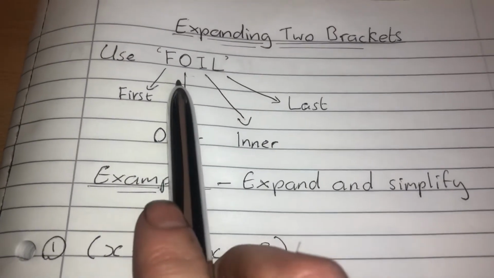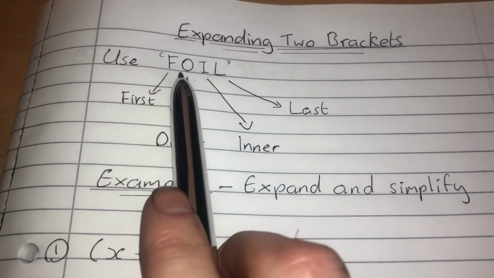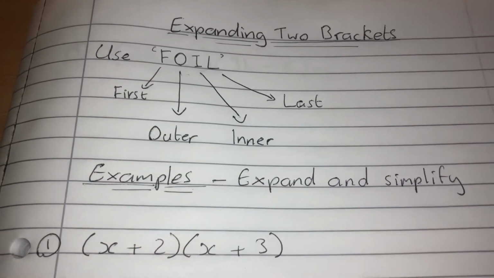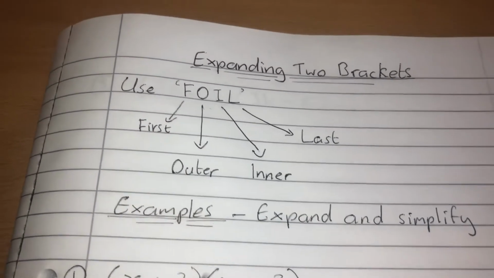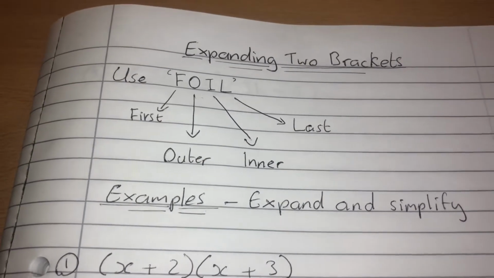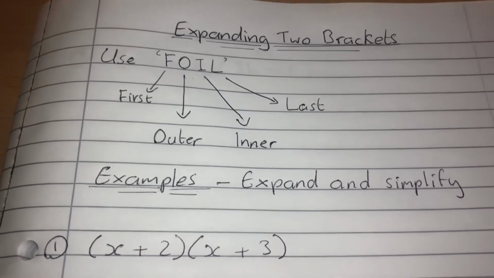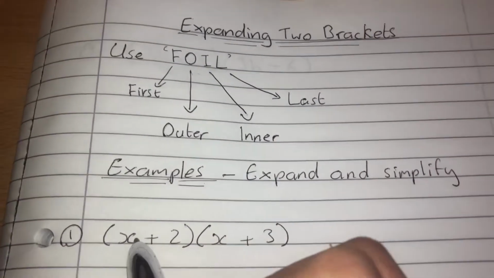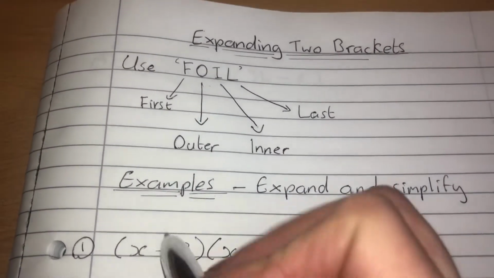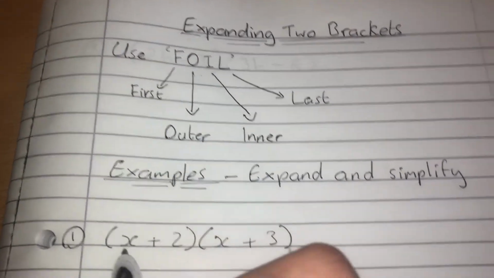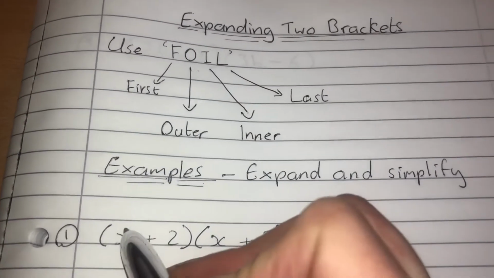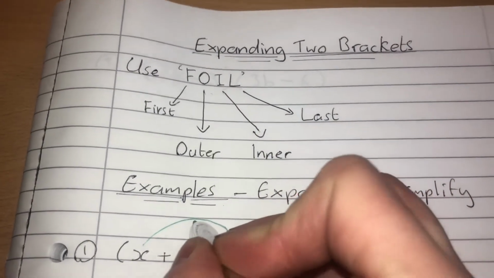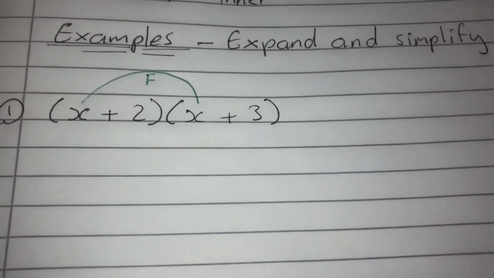And FOIL helps us to remember how we do this and what order we multiply things in: first, outer, inner, and last. And I'll explain what each of those means. So when we expand, we're multiplying out, so we're going to multiply the terms first. So F stands for first, which means we multiply the first term in each bracket. So in this case, it's going to be x times x. So for F, we're doing x times x. I'll just label these for the first example as I go along.